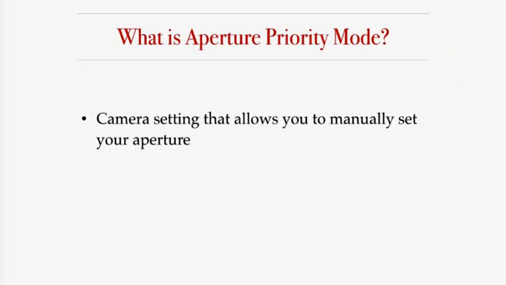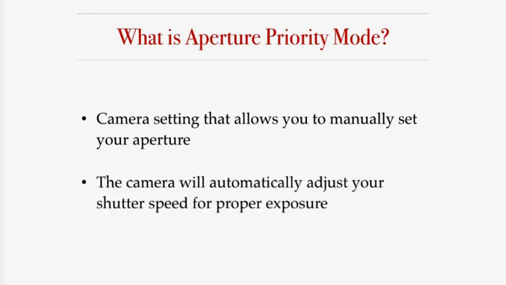So what is aperture priority? It's a camera setting that allows you to manually set your aperture, and the camera will automatically adjust the shutter speed for you to get the best exposure. Again, I'll go over this a little bit more in detail as we go along here.